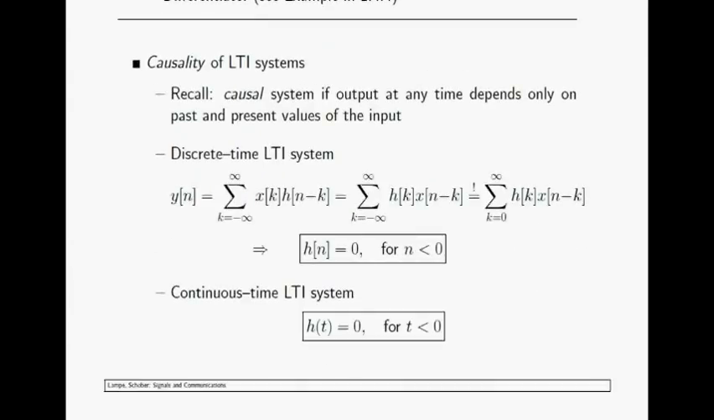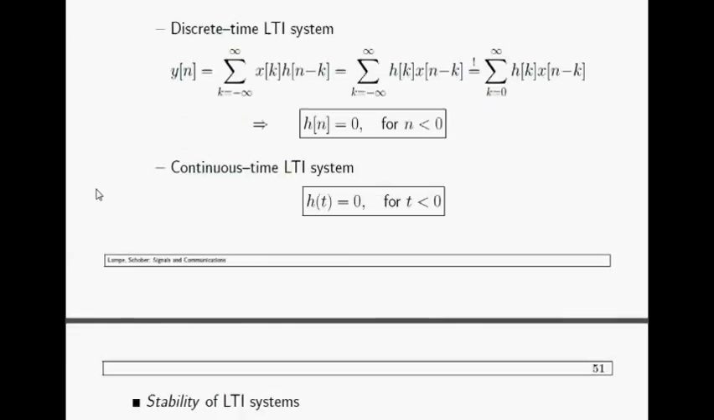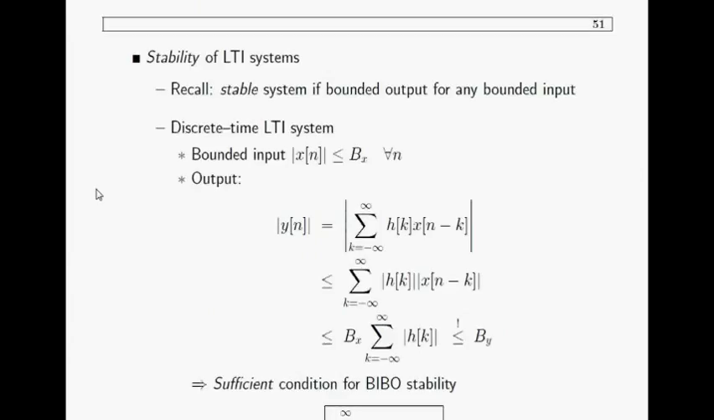So now let's see the causality of LTI systems. In the first unit I told you that causality means that the output of the system depends on present and past values. But now what we are going to define is that the impulse response will be 0 for n less than 0 in the discrete case, and h of t will be 0 for t less than 0 in the continuous case. Then if a system follows this property, it is a causal system.